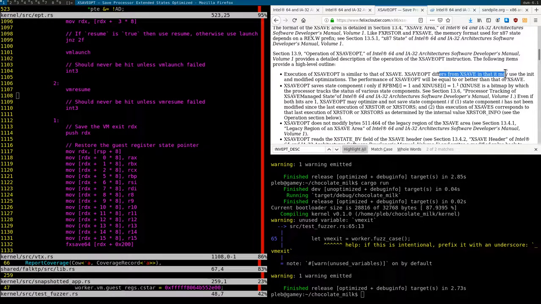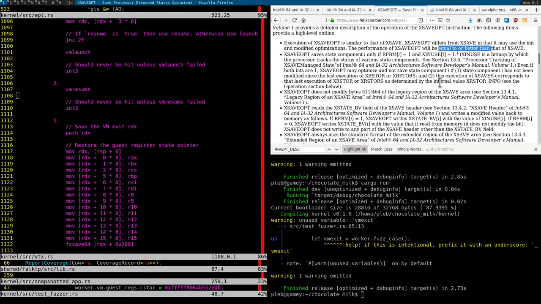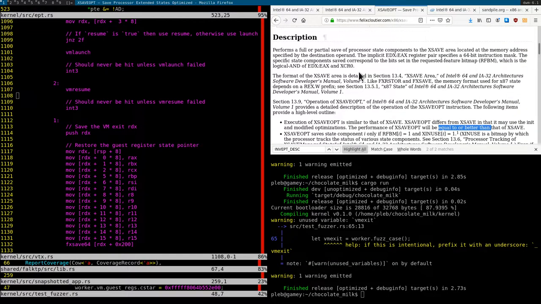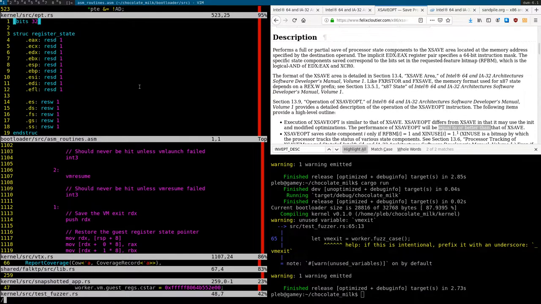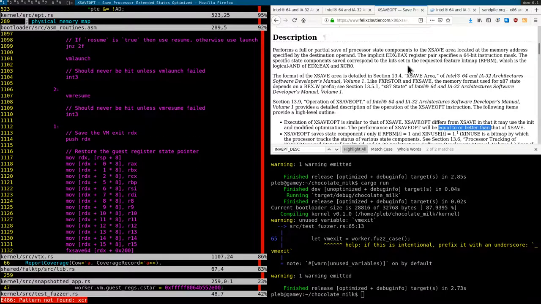Similar to that, it differs from Xsave, and then it might use the init and modified optimizations. Performance will be equal to or better than that of Xsave. So we could try it. I don't know if I actually set up the XCR. I probably do. Oh, I don't. I don't think I even enable Xsave in my OS.